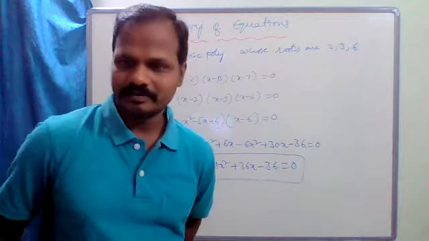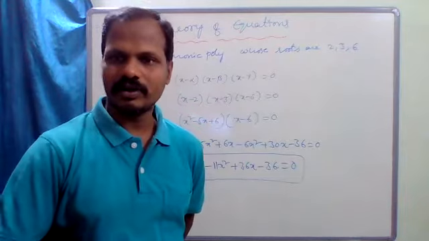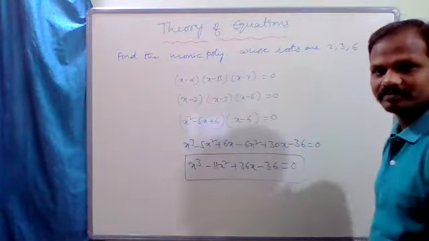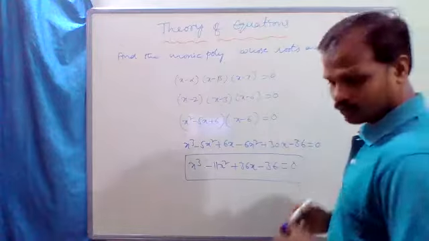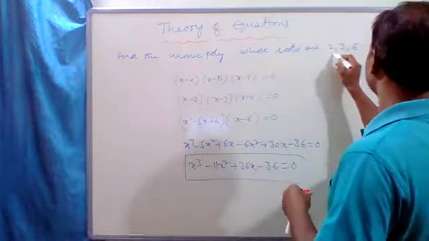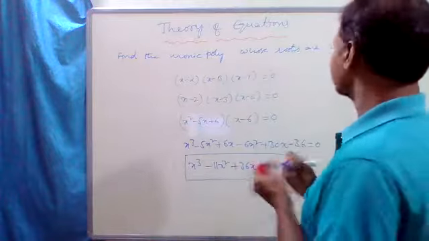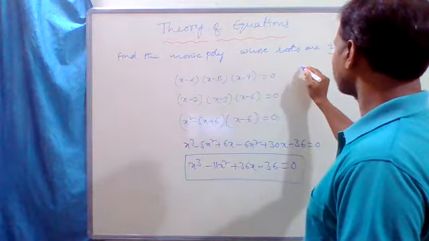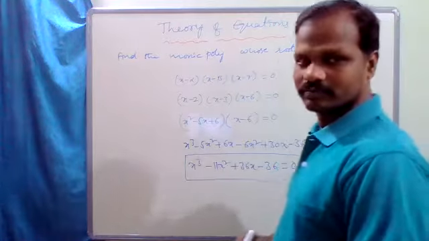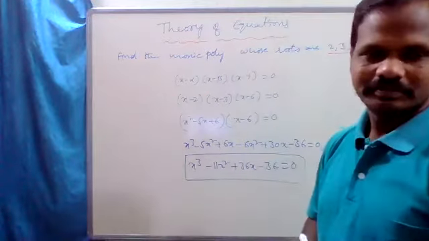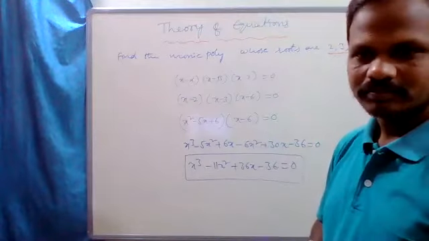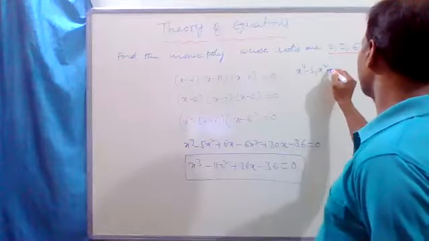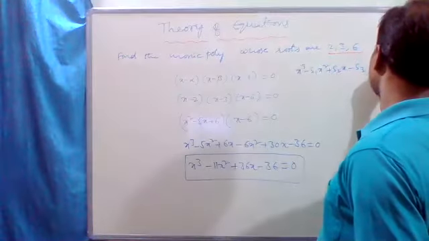So what is another way? Since roots are given, the monic polynomial can be written as x cube minus s1 x square plus s2 x minus s3 equal to 0.